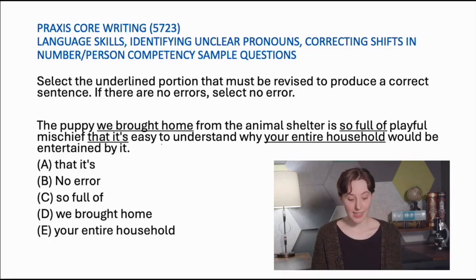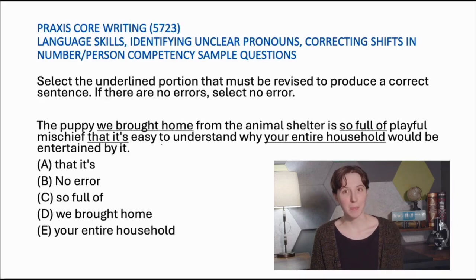Here we go. Select the underlined portion that must be revised to produce a correct sentence. If there are no errors, select no error. The puppy we brought home from the animal shelter is so full of playful mischief that it's easy to understand why your entire household would be entertained by it. A, that it's. B, no error. C, so full of. D, we brought home. Or E, your entire household.